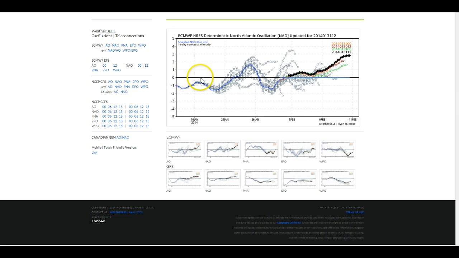I'll just give you a baseline. Right here, 0, and this blue line is what actually verified, and these are all packages of where it was supposed to go. The blue is the mean line. This would be neutral, 0. Right here would be positive, and this would be negative. Anytime this index, the North Atlantic Oscillation, is negative, it generally means cold weather and better chances of storms off the East Coast.